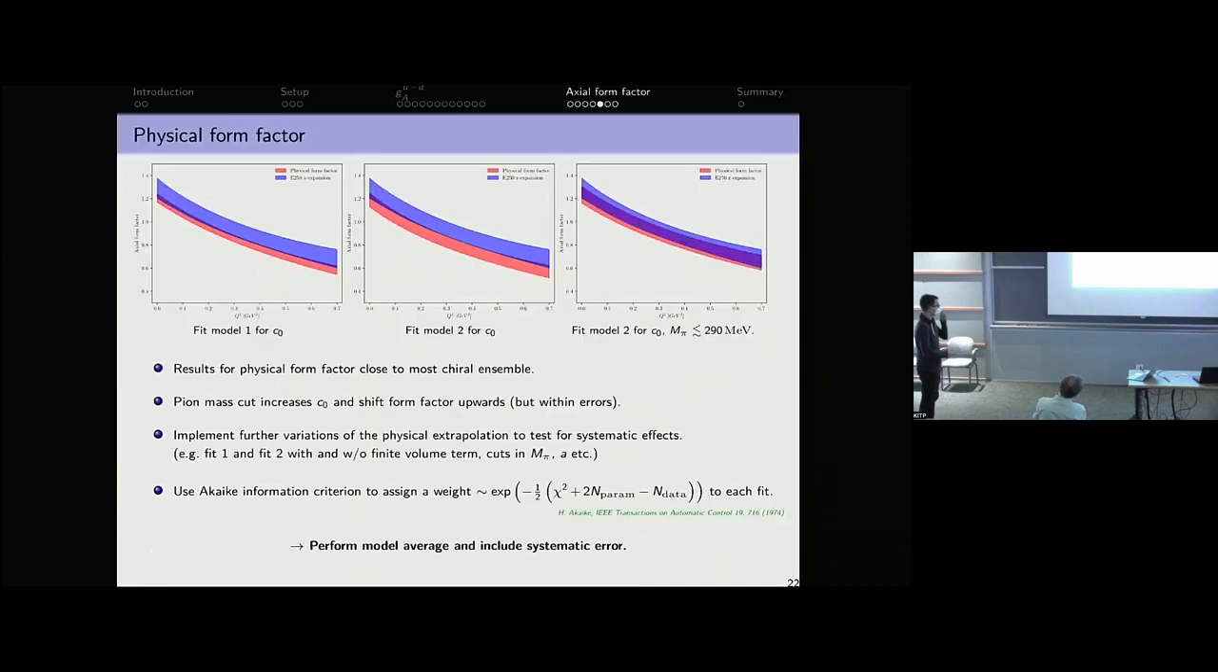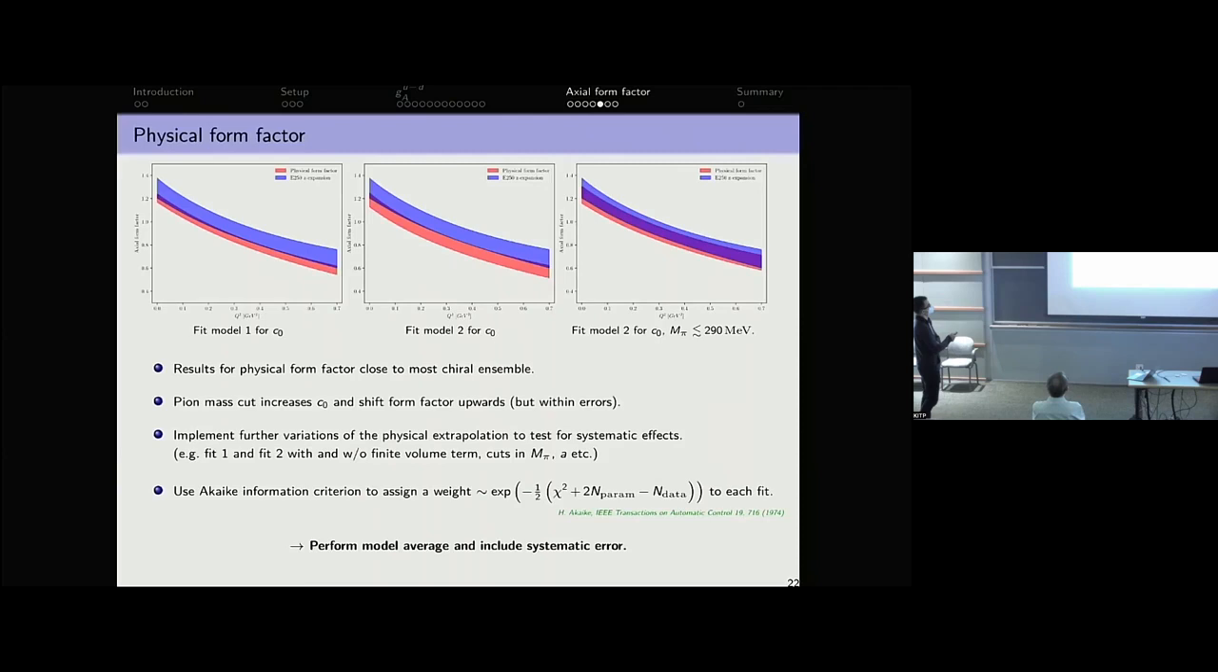Okay, after this extrapolation, you have basically obtained a physical form factor. This is what is shown in red in this plot. There's also the form factor on the most chiral ensemble in this plot for comparison. So these two bands touch while not quite on top of each other. But the physical form factor is close to the most chiral ensemble, which is reassuring.